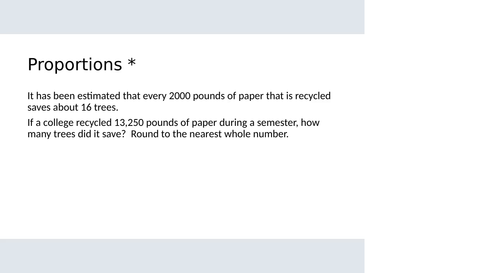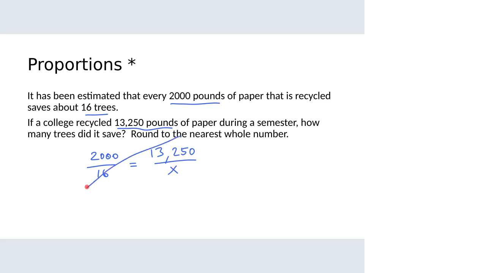Okay, so let's take a look at this one then. So we're told that 2,000 pounds, 16 trees. So I'm going to do 2,000 over 16. I put my pounds on top and my trees on the bottom, so I want to make sure to do the same thing with the other one. 13,250, which means trees go on the bottom, and that's what I'm trying to find.